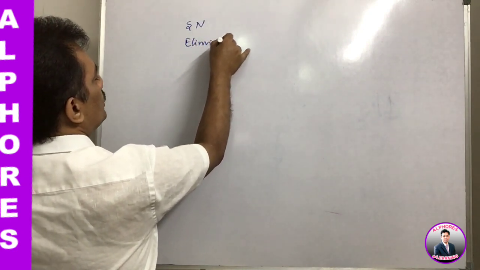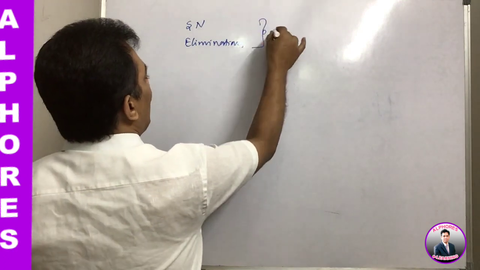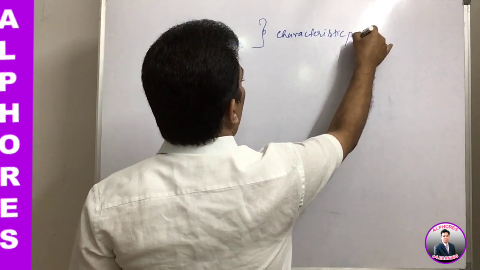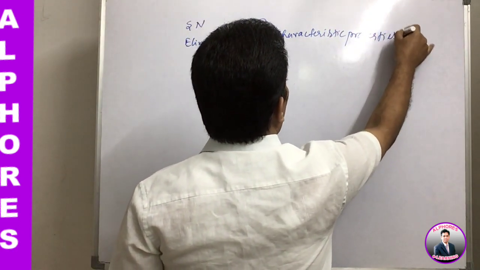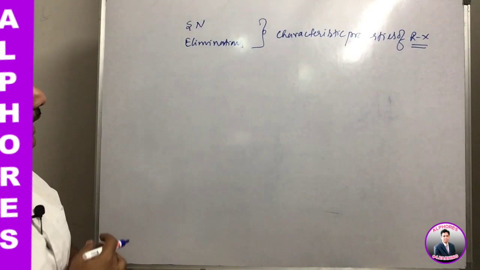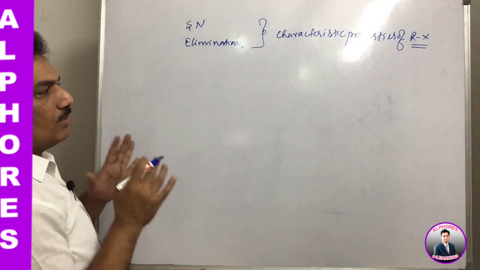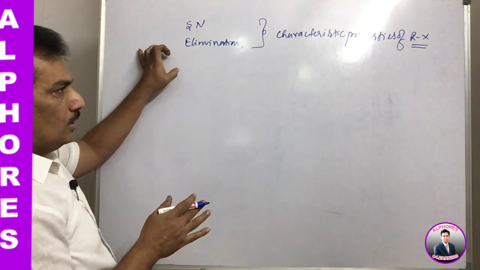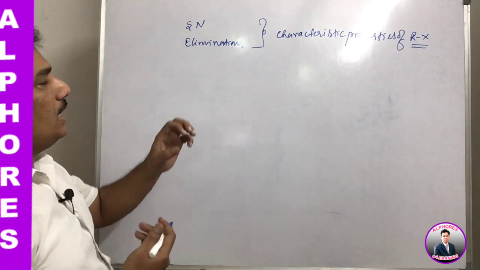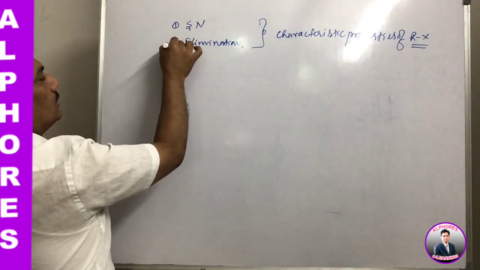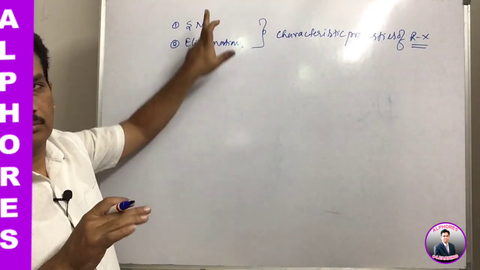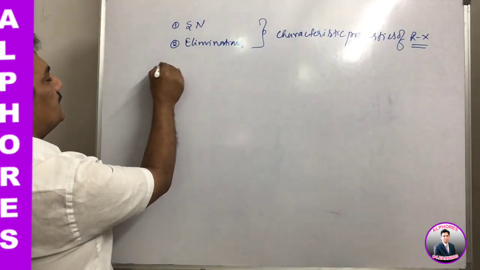Just remember, these two are the characteristic properties of alkyl halides. Clear? And these two are also the characteristic properties of alcohols, but in alkyl halides this one is prior compared to that, whereas in alcohols it will be the other way around. Clear?